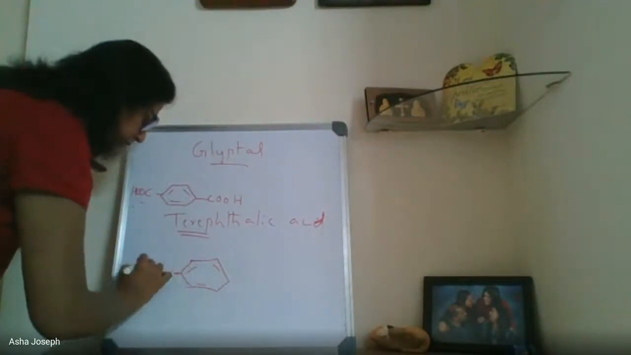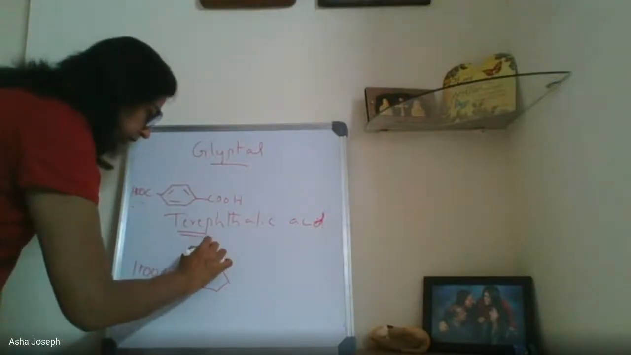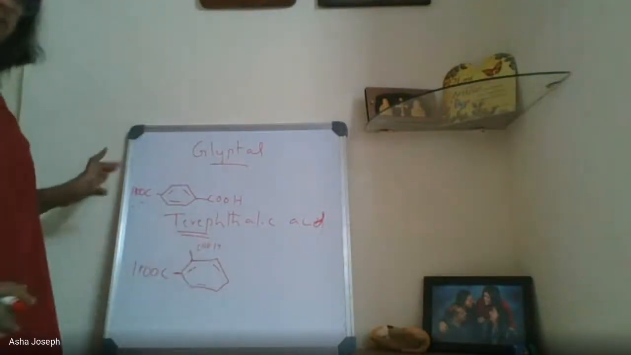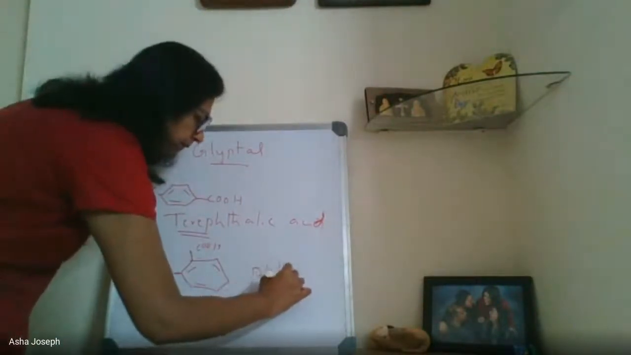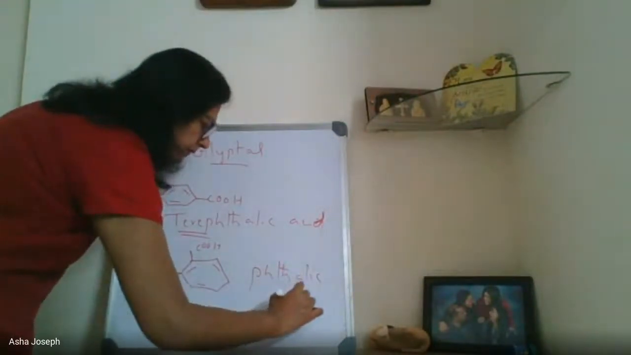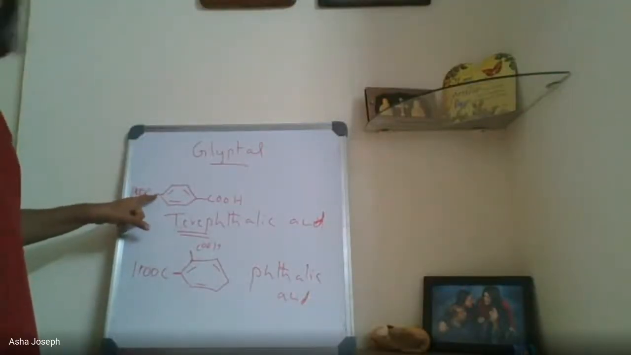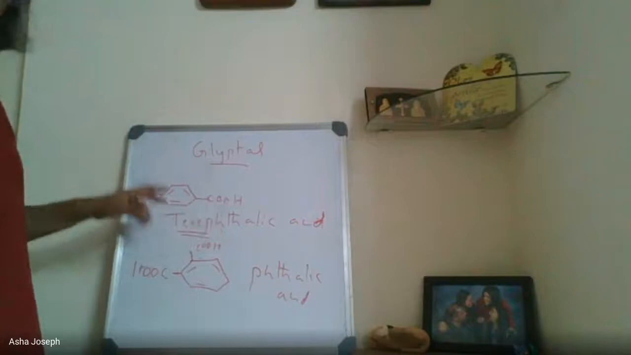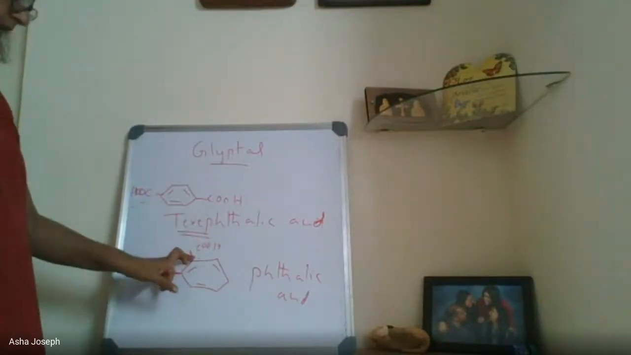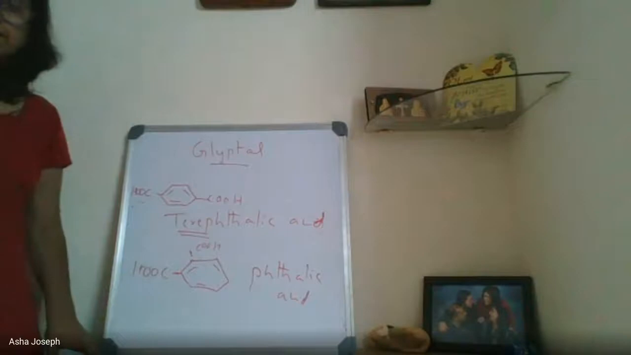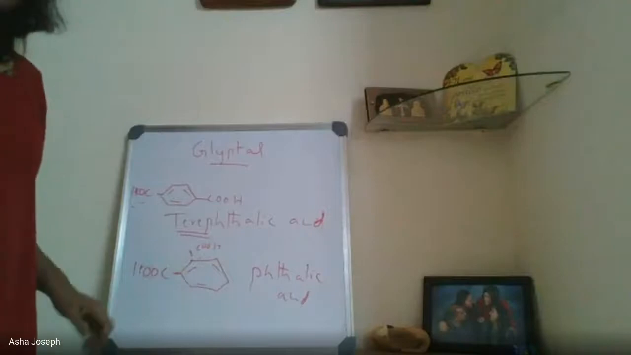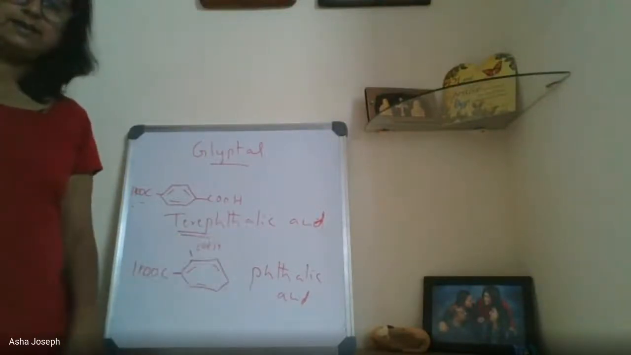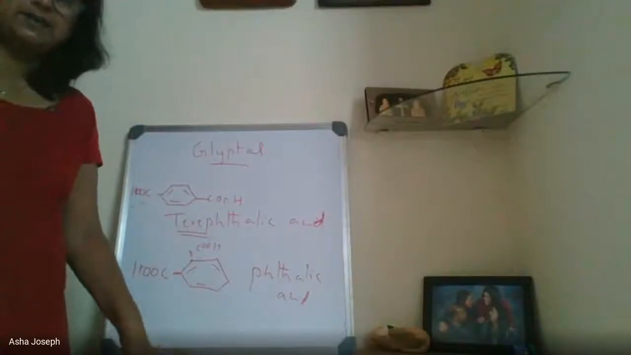One COOH. The next position can be here also, there also. You understood? So the difference between this is phthalic acid. The difference between both the two is the position of the second COOH group. So here in the para position, here in the ortho position. Is that clear? So this is phthalic acid. So in glyptal, we take ethylene glycol and phthalic acid instead of terephthalic acid. Any doubt you can ask, then we will write the polymer.